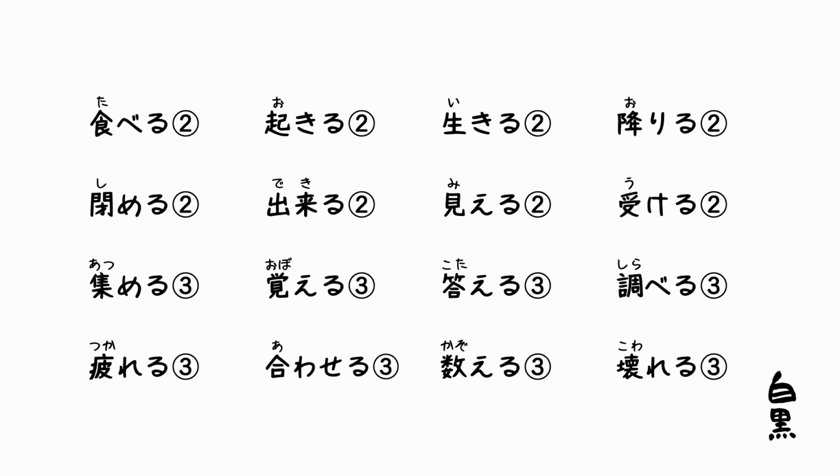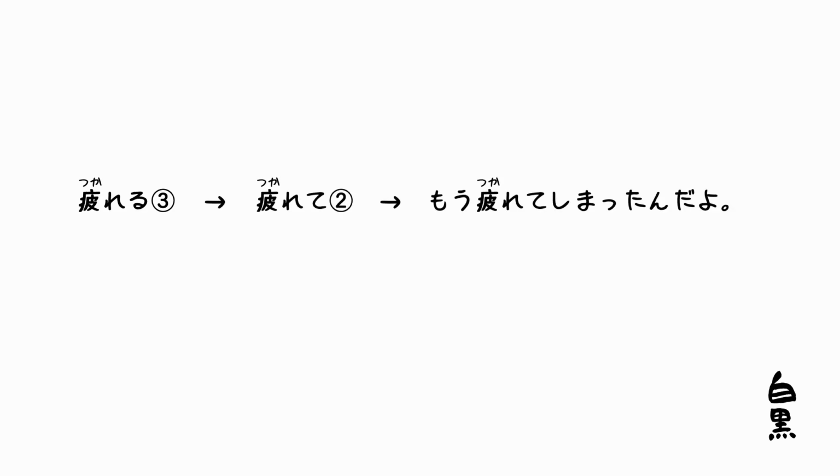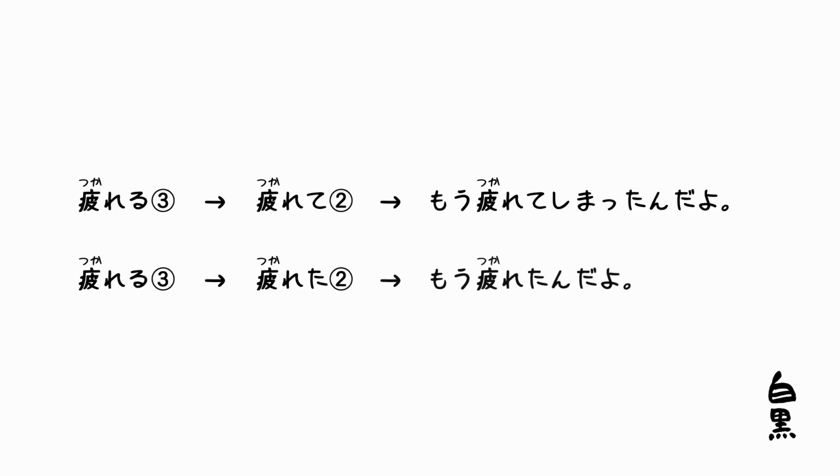Just like this. 疲れる 疲れて もう疲れてしまったんだよ 疲れる 疲れた もう疲れたんだよ Okay, you can't overemphasize this. This is an extremely important rule when it comes to pitch accent variations of verbs. So please practice it.